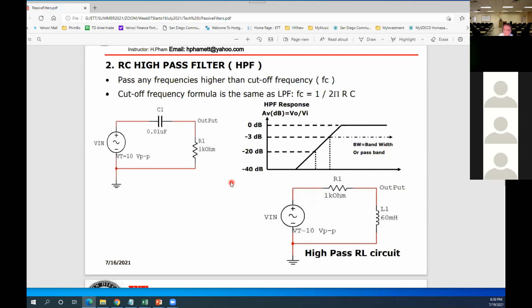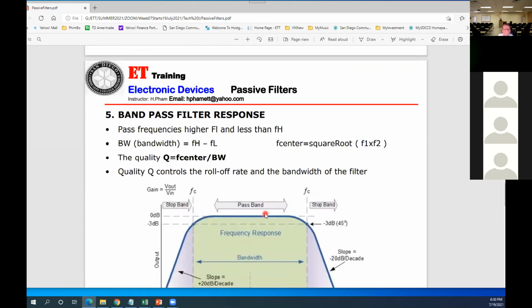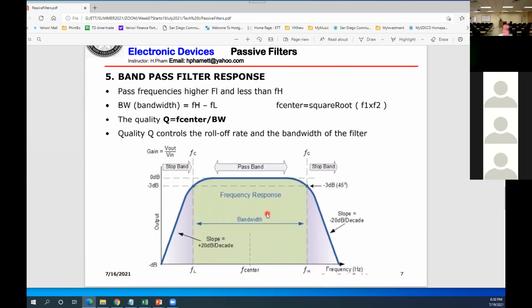Also, they have given you the circuitry for an LR high pass. Same thing like this one, they just change the position of L and R. They work the same way.